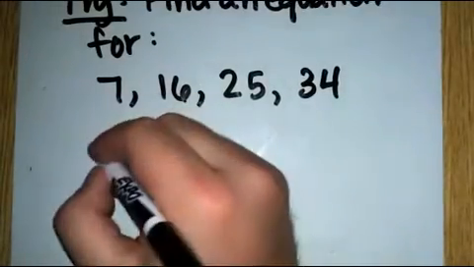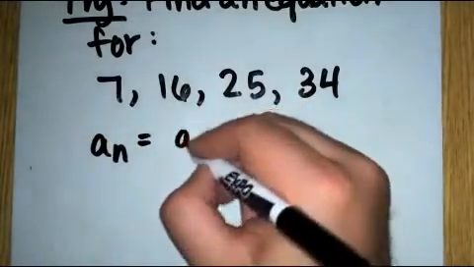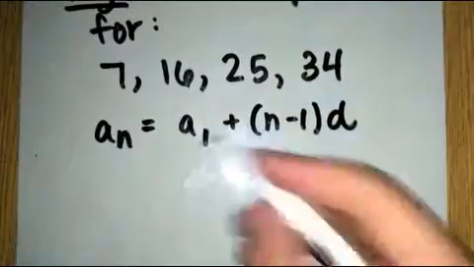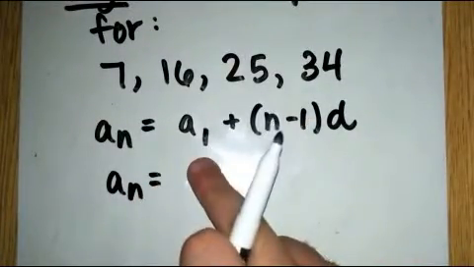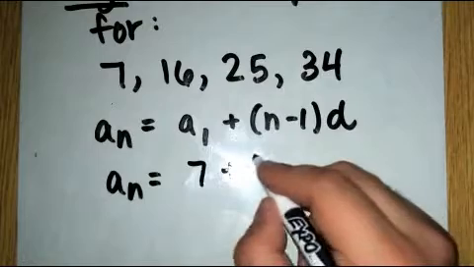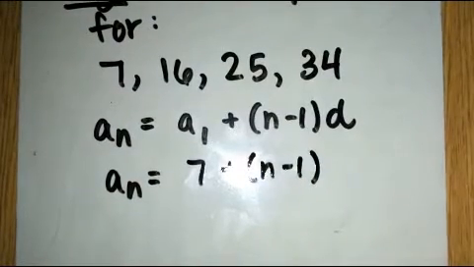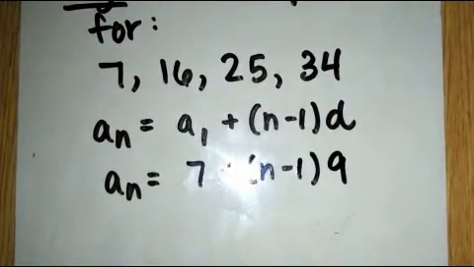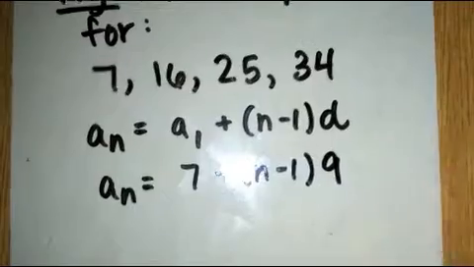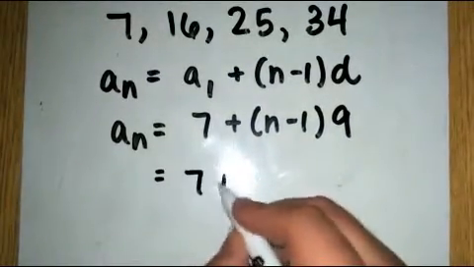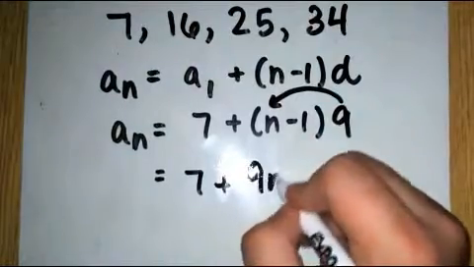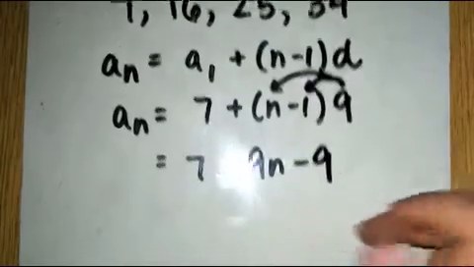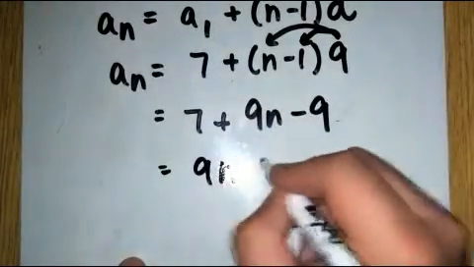Okay, so here we go. The formula again is a sub n is equal to a sub 1 plus n minus 1 times d. Okay, a sub n is equal to, the start value is 7 plus n minus 1. What's the common difference here? And I believe we're adding 9 each time now, so it'll just be a 9. Okay, distribute and simplify the expression. So 9 times n is 9n. 9 times negative 1 is a negative 9. Again, combine like terms here, and we get 9n minus 2.